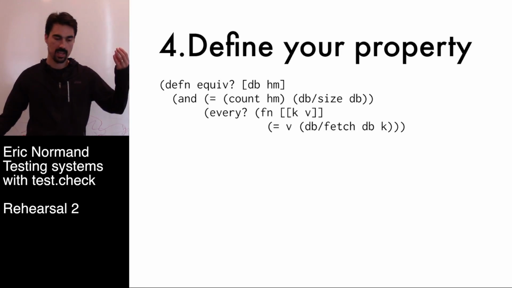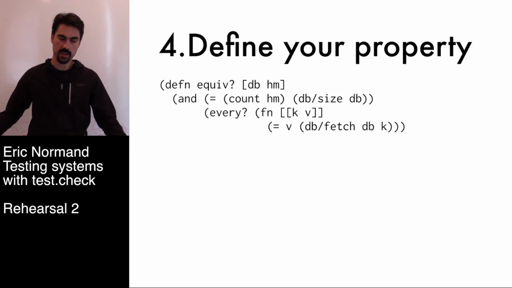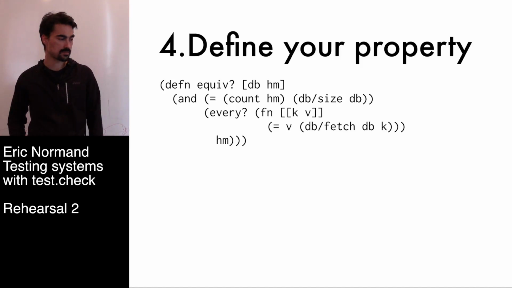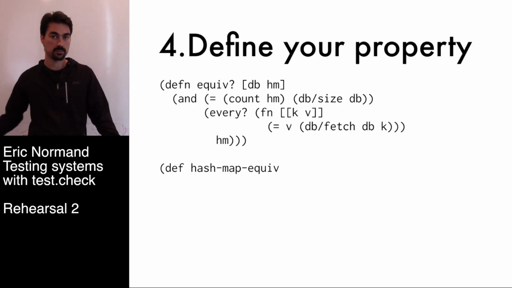And then once we know that the sizes are the same, we can just check that every key in the hash map has the same value as in the database. So we're going to fetch out of the database the key, compare it to value. All right, so now we can compare a hash map and a database.